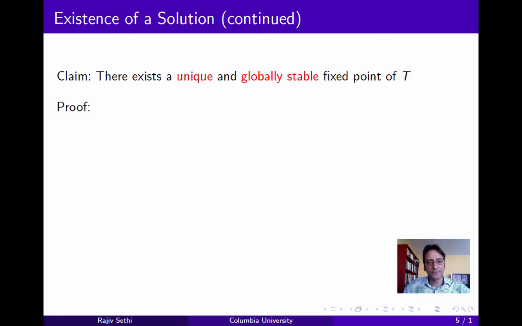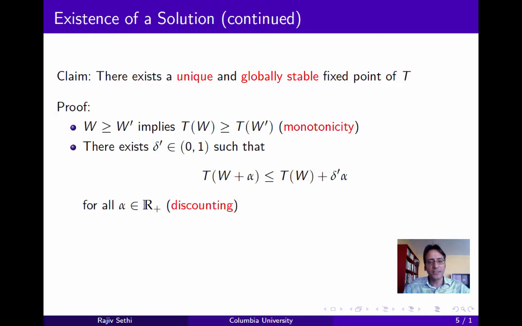So let's prove this. The first step is to verify that the function t satisfies the two conditions, monotonicity and discounting, that Blackwell identified as sufficient for a contraction. The first condition states that if w is greater than or equal to w prime, then the image t of w must be greater than or equal to the image t of w prime. And this is very easy to verify. The second condition states that there exists some number delta prime in (0, 1), such that t of (w plus alpha) is less than or equal to t of w plus delta prime alpha for all non-negative real numbers alpha.